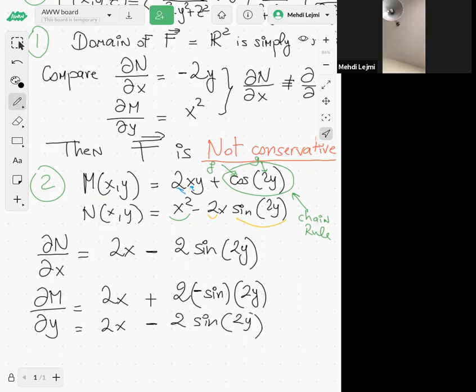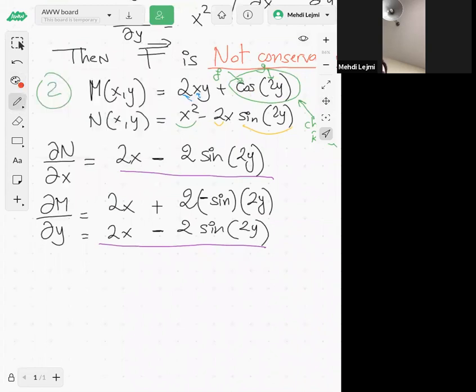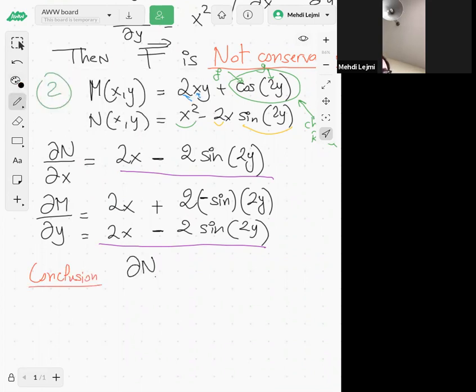Right? So you see, guys, in this case, derivative of N with respect to x is equal to the derivative of M with respect to y. Okay, so the conclusion here: derivative of N with respect to x is equal to the derivative of M with respect to y, and so the vector field F is a conservative vector field or gradient vector field. So F is conservative.